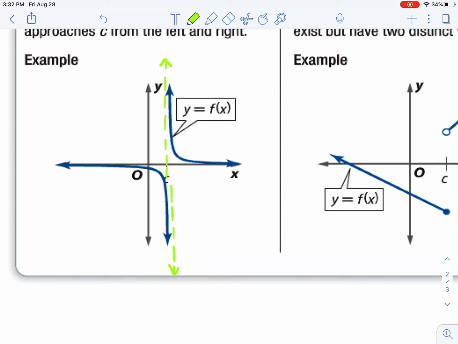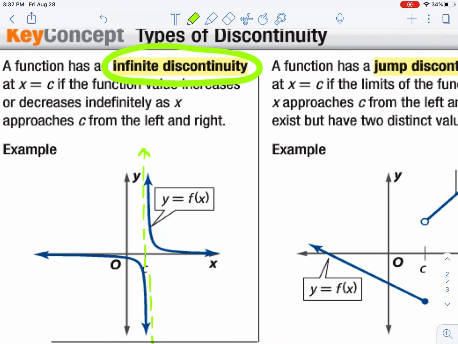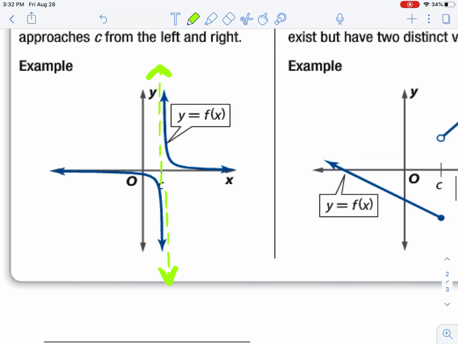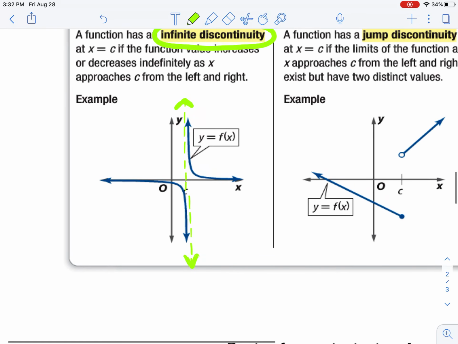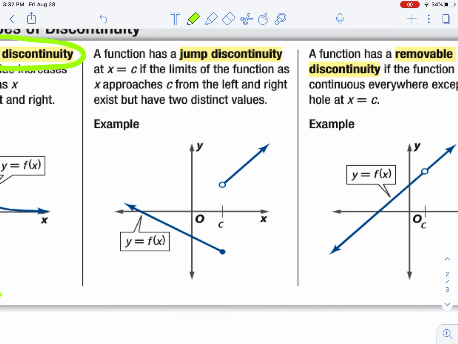So when you see an asymptote, that means that there is a discontinuity there, and the type of discontinuity is called an infinite discontinuity. So you should be using these words right here, not calling it an asymptote discontinuity. It's infinite discontinuity. I like to think of it as this line goes on forever in this direction and forever in this direction. Infinite. This one has the easiest name, the best name.